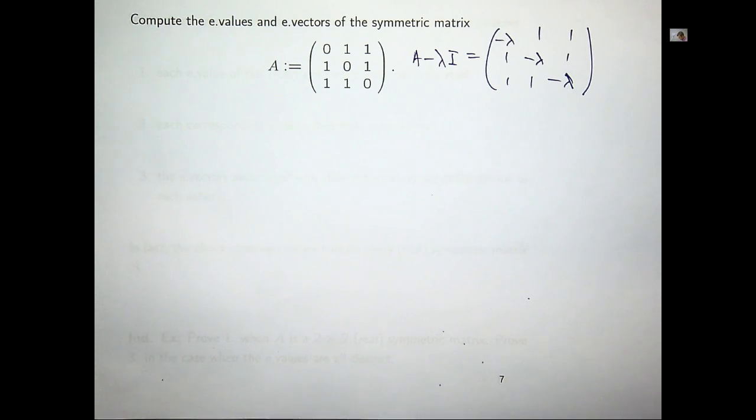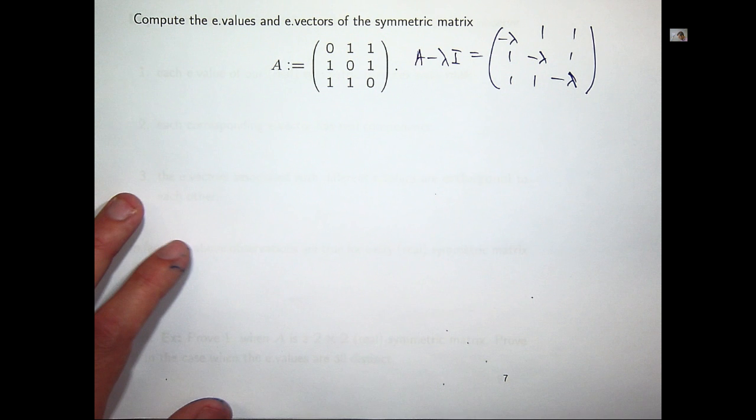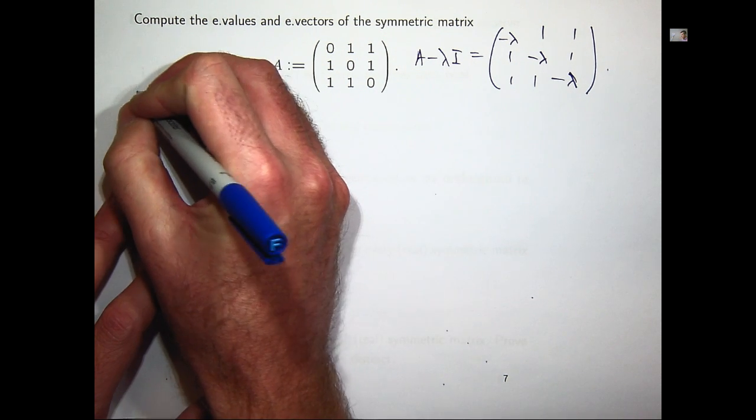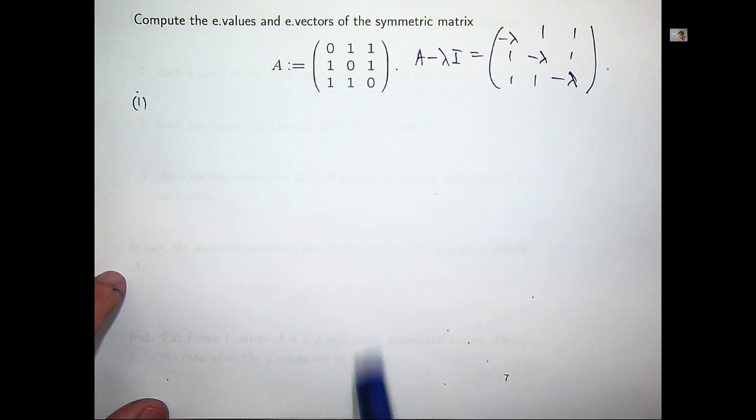And what we would like to do is determine the values of lambda such that the coefficient matrix fails to have an inverse. A minus lambda I fails to have an inverse. So that will happen when the determinant of this is 0. Okay, so again, you might want to try to save some space here because I'll probably go over the page for this one.